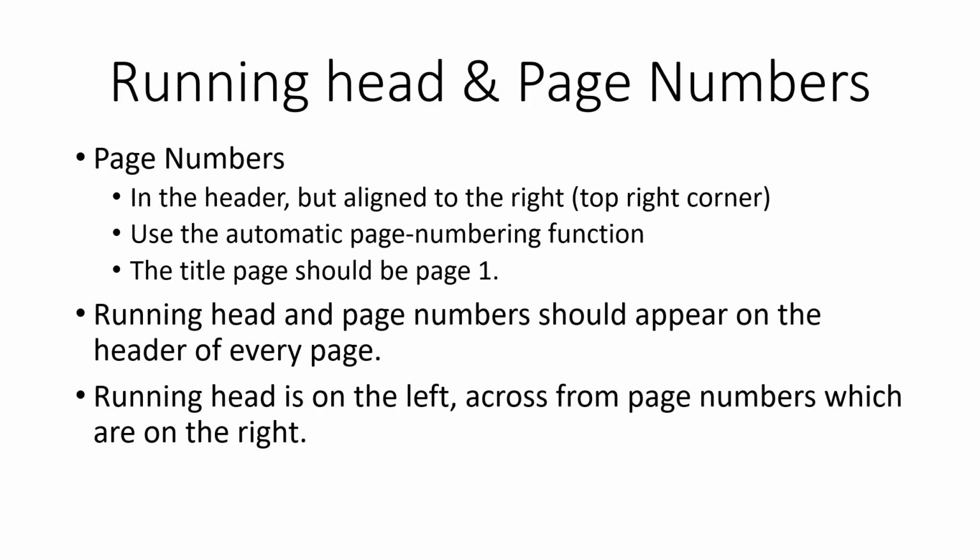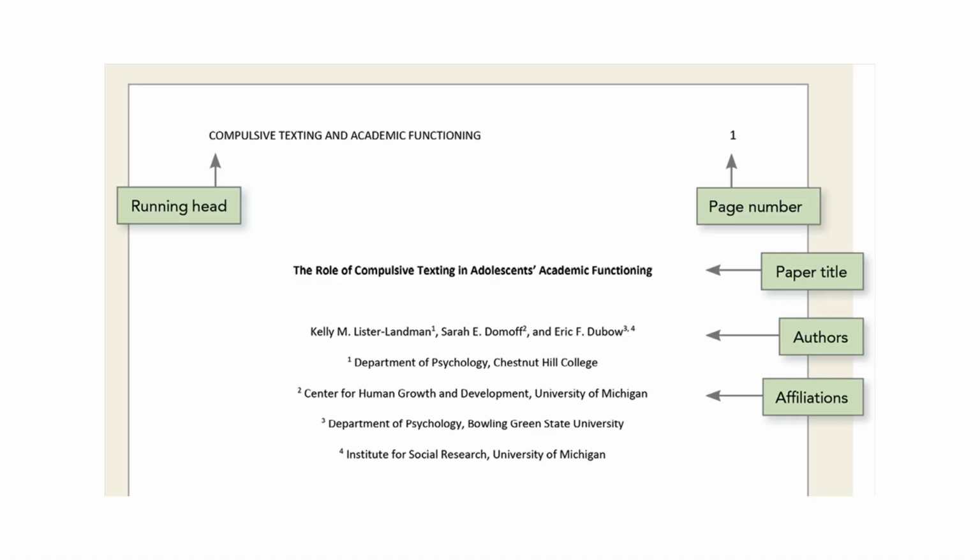Also include page numbers in your paper. The page number should be at the top of the paper in the header, but aligned to the right, not the left. Use the automatic page number function to number each of your pages. And the title page should be listed as page 1. The running head and page numbers should appear on every page of your document. And as a reminder, these are on separate sides of the paper. So the running head is flushed left and the page number is flushed right.